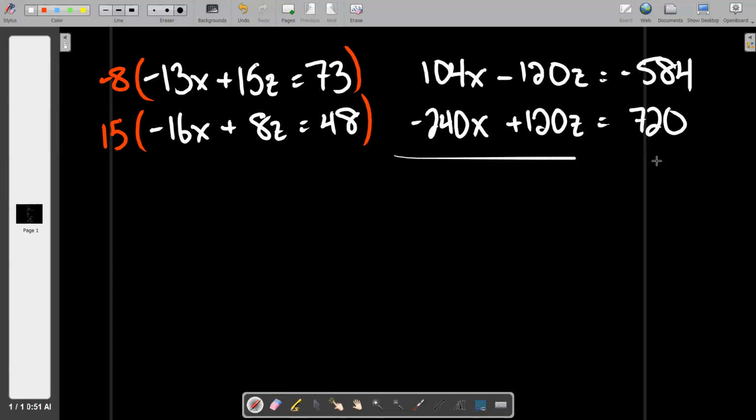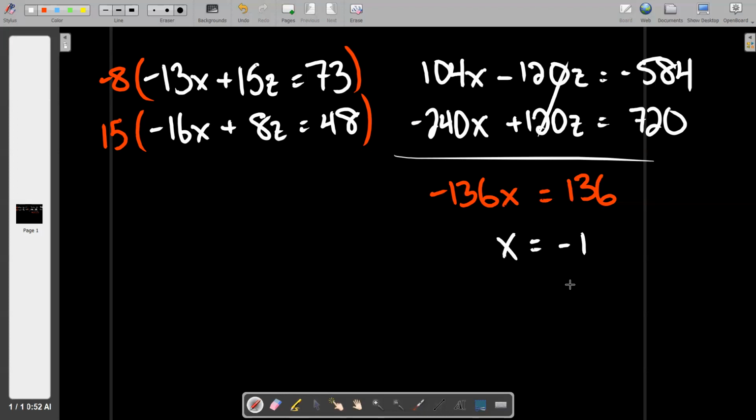So we're ready now to do the elimination, and we're going to cancel out our z's. How many x's do we get? I'm looking at negative 136 x's. And the negative 584 plus 720 is positive 136. How convenient that is. We're going to divide both sides by negative 136, giving us our first answer, which is x equals -1.